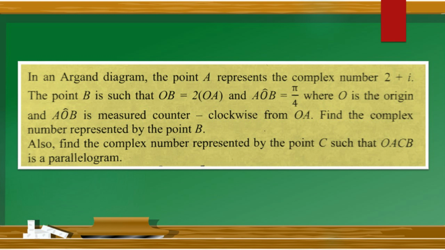The point B such that OB equals OA and angle AOB is pi over 4, where O is the origin and AOB is measured counterclockwise from OA. Counterclockwise basically means anti-clockwise. Find the complex number represented by the point B. Also find the complex number represented by the point C such that OACB is a parallelogram.